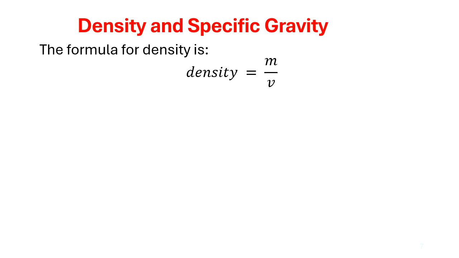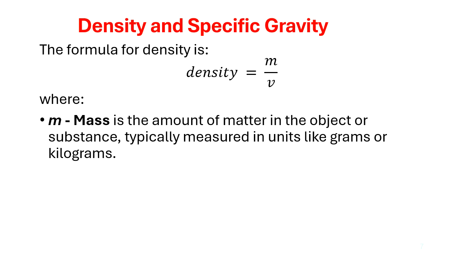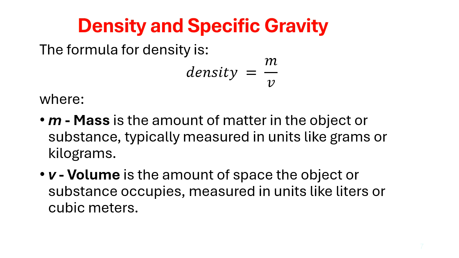Again, the formula for density is D equals m over V, where m stands for mass, which is the amount of matter in the object or substance. It's typically measured in units like grams or kilograms. And V stands for volume, which refers to the amount of space the object or substance occupies. This is usually measured in units like liters or cubic meters.